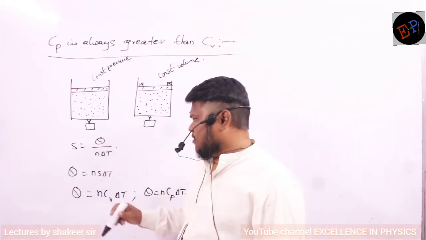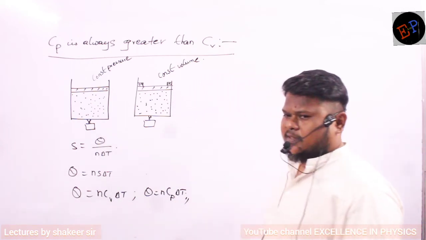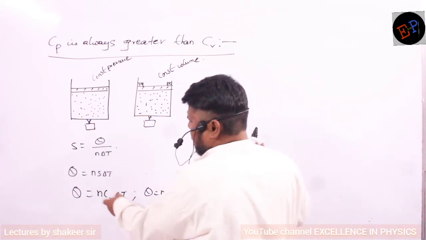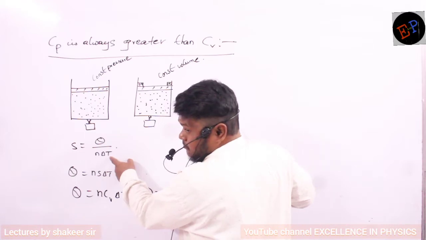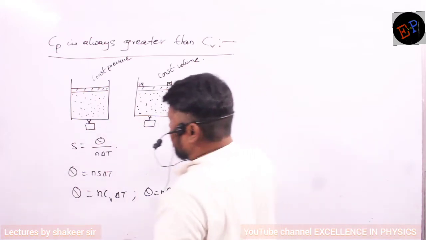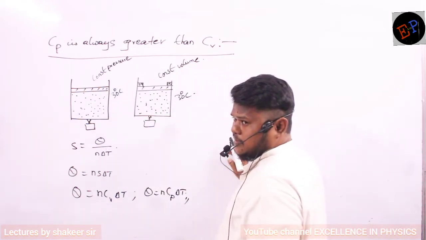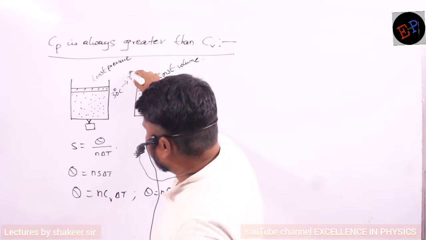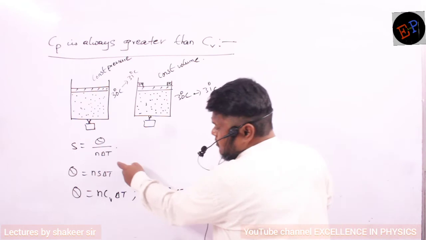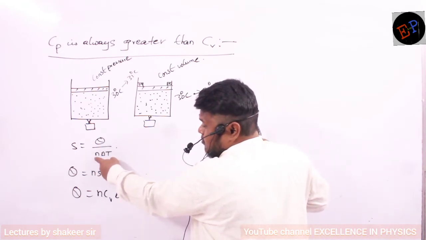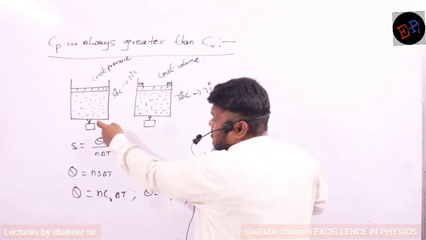Now see here. Q is equal to nCv delta T, and Q is equal to nCp delta T. What are Cv and Cp? They are nothing but the specific heats of a gas. For the same rise in temperature, the temperature of this gas is 30 degrees and the temperature of this gas is also 30 degrees. I want to raise this from 30 to 31, and this one also from 30 to 31. Delta T is the same, and the number of moles is also the same. In which condition do I have to supply more energy? In this condition I have to supply more energy.